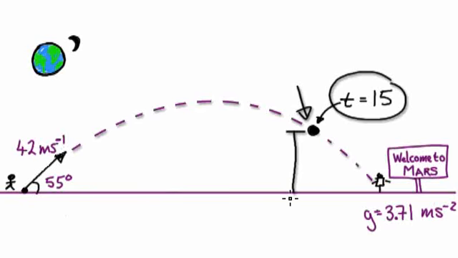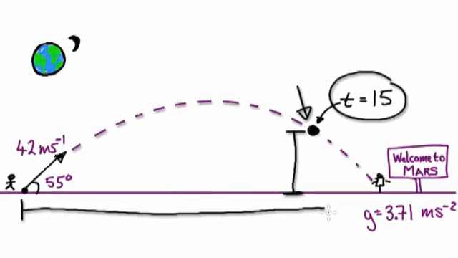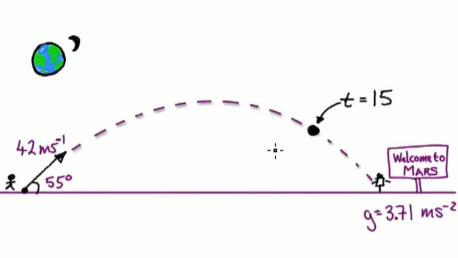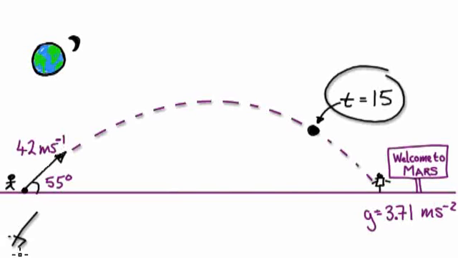So find out the height of the cannonball after 15 seconds, and also find out this distance of the cannonball after 15 seconds. Okay, so basically find out the exact location of the cannonball after 15 seconds. So press pause and have a go. But let me just give you a quick tip here.